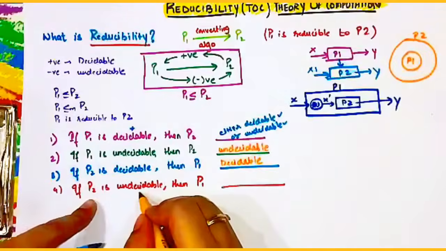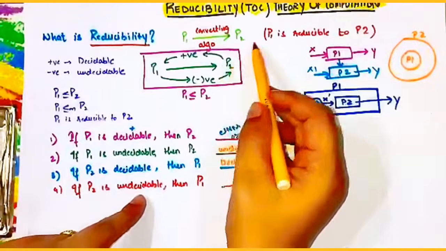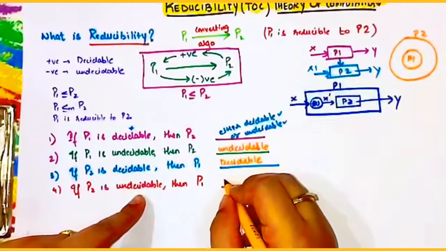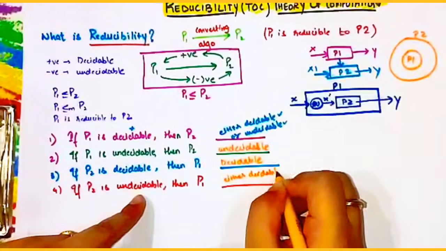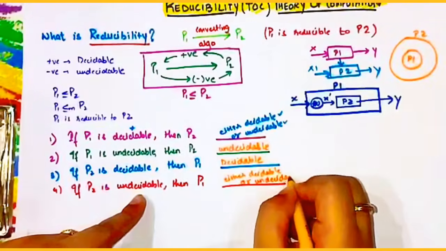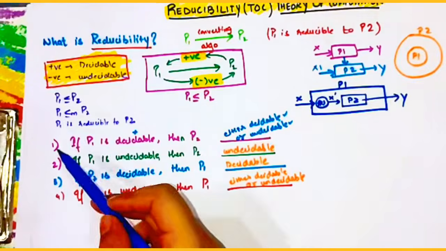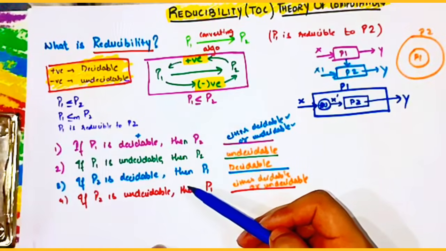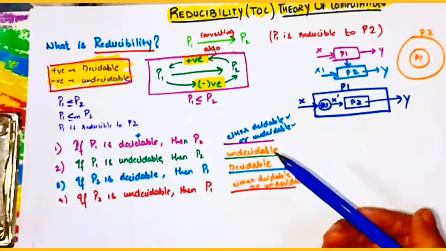If P2 is undecidable, and undecidable is negative, then we cannot say anything about P1. Hence in this case also it is either decidable or undecidable. So these are the four most important cases by which you can solve even the most difficult question based on this topic. So now let's solve some questions.